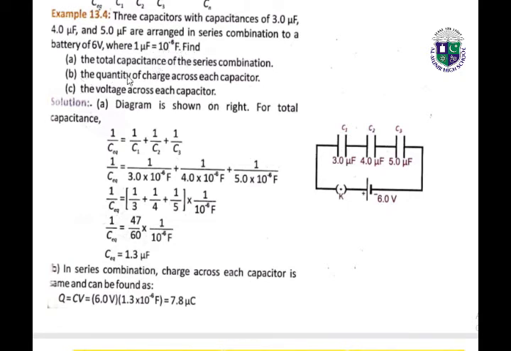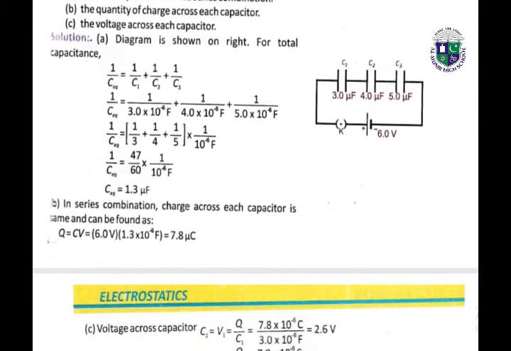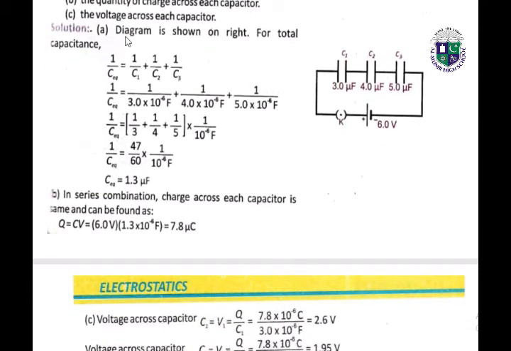Find the total capacitance, the quantity of charge and the voltage. So look here, we have the figure of this statement. This shows the voltage. Number A, the diagram is shown on the right. To find the total capacitance, we have this formula: 1 over C1 plus 1 over C2 plus 1 over C3. By putting the values, we get the total capacitance, and by calculating it.